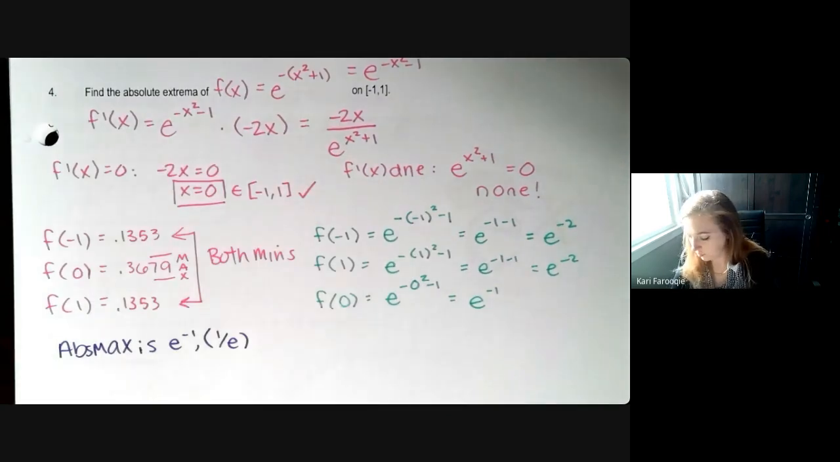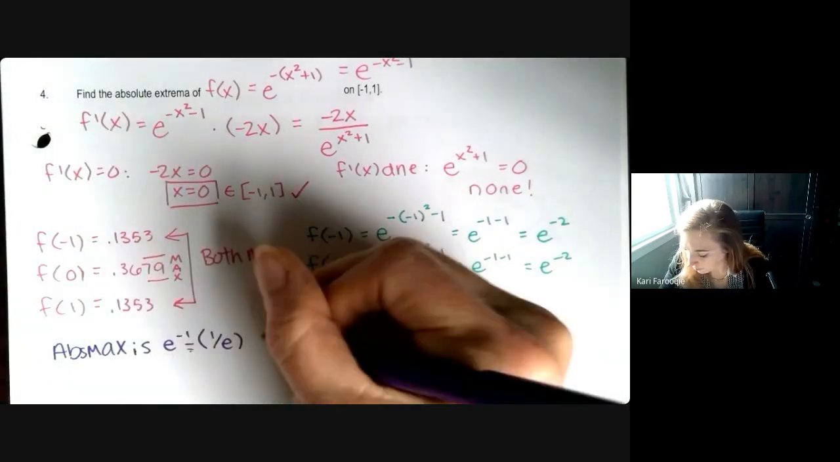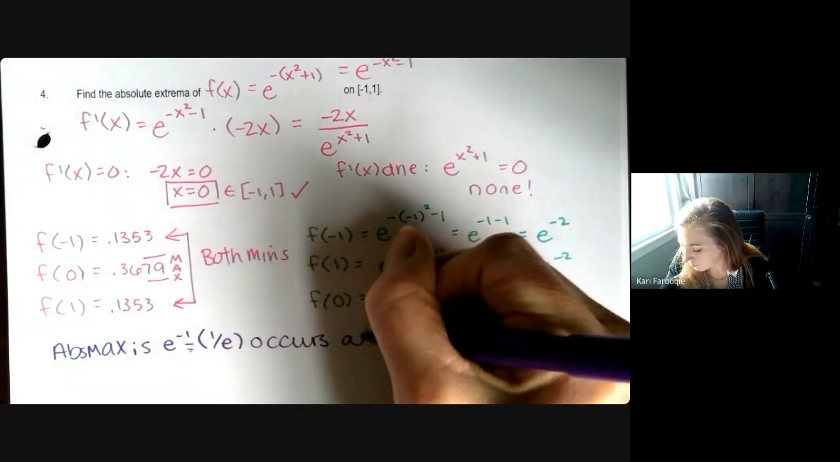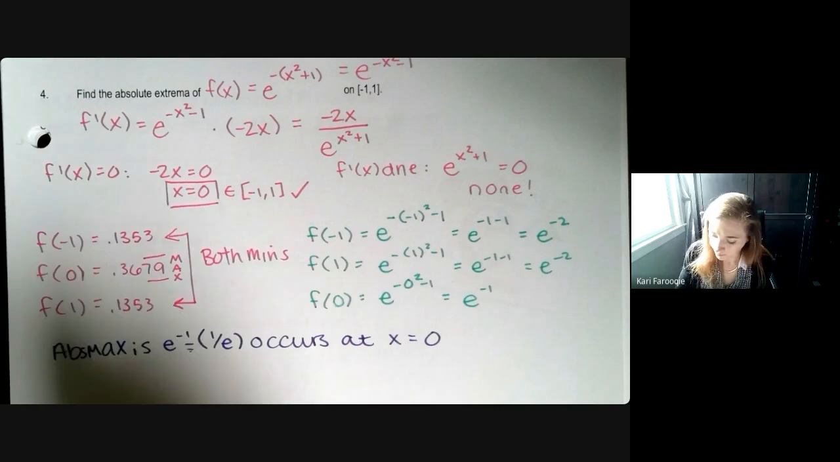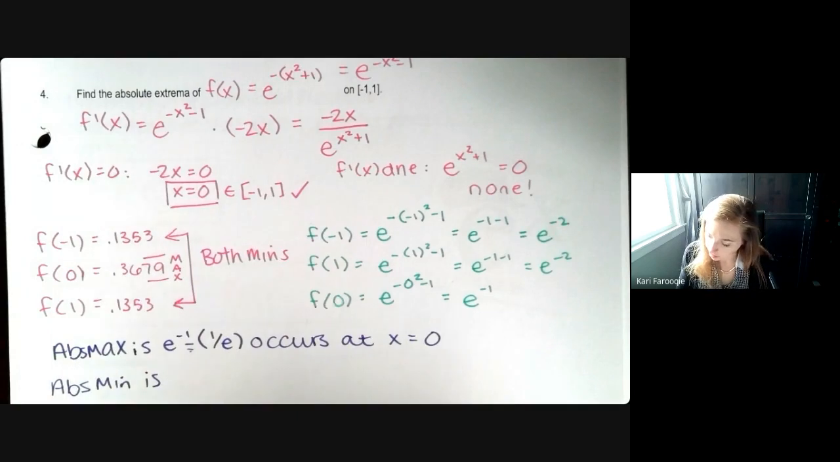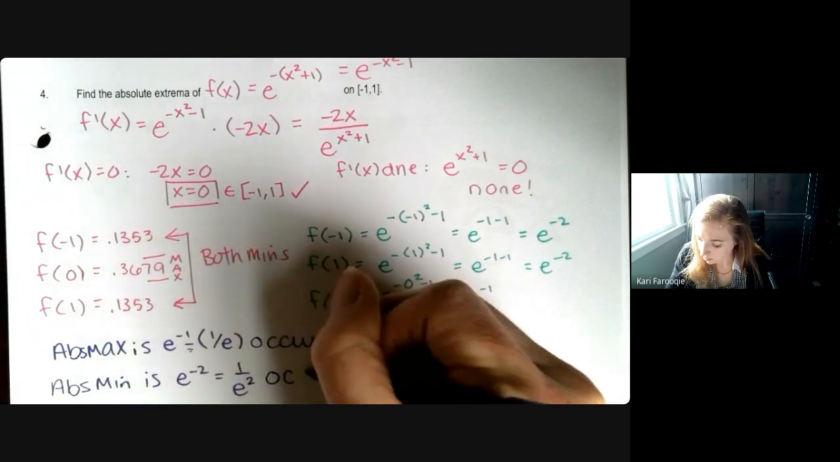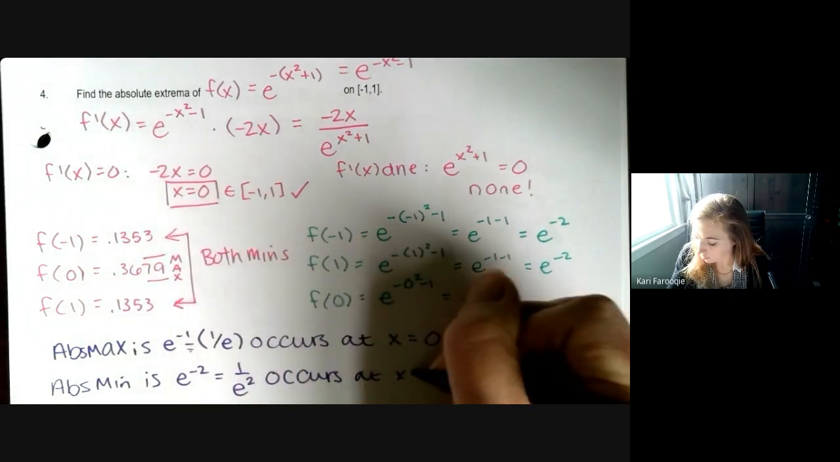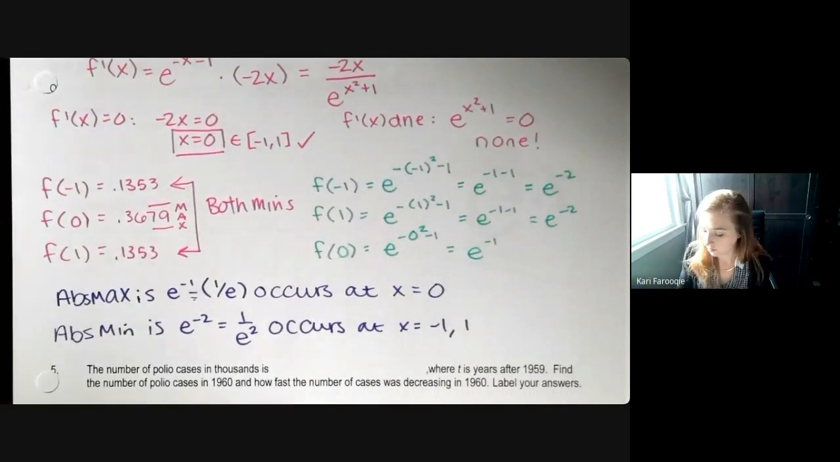Maybe I should say equals 1 over e. Same thing. And this occurs at x equals 0. And then the absolute minimum is e to the negative second, which is 1 over e squared. And this occurs at x equals negative 1 and x equals positive 1. So the value of the min-max is the function value, and then it occurs at the x value.